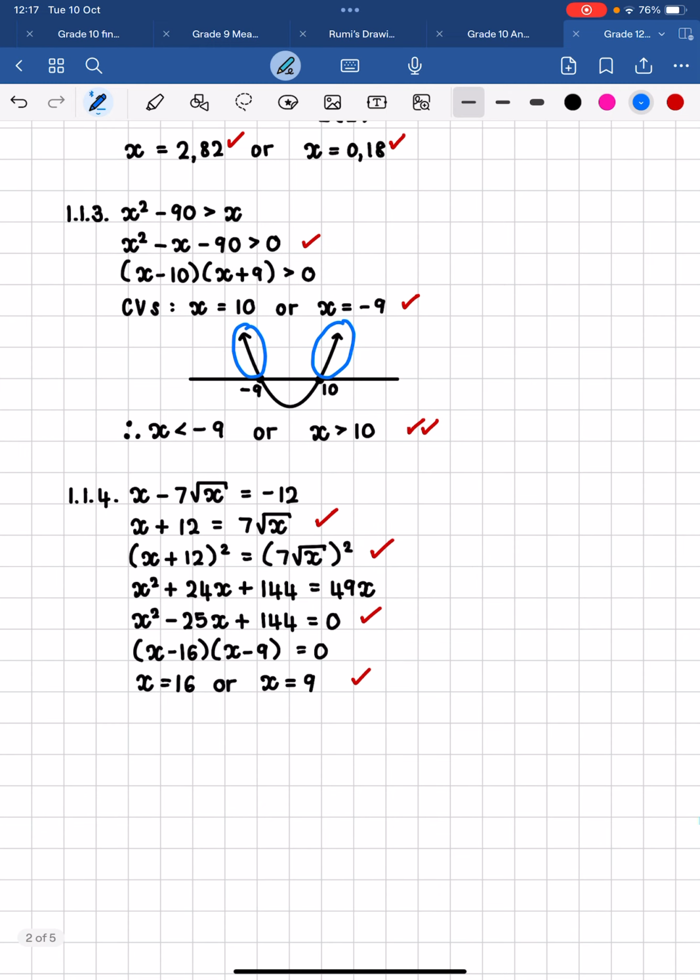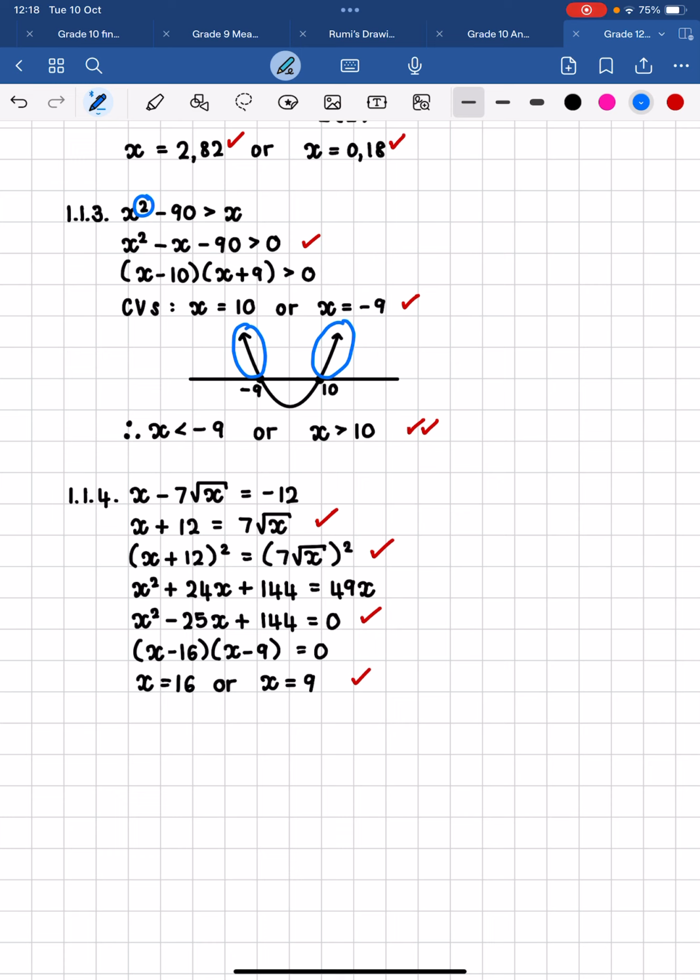1.1.3 with the quadratic inequality. Guys, firstly, it's just like a quadratic equation in the sense that you have to get everything on the one side and a 0 on the other side. Right? As soon as you see this x squared, you think everything on the one side, 0 on the other side. Yeah? Yes, you have to. I'll talk about that now.